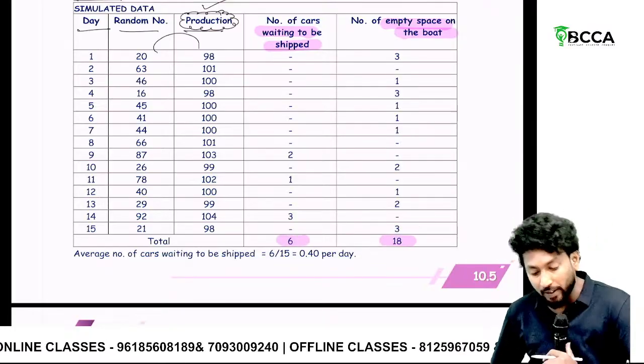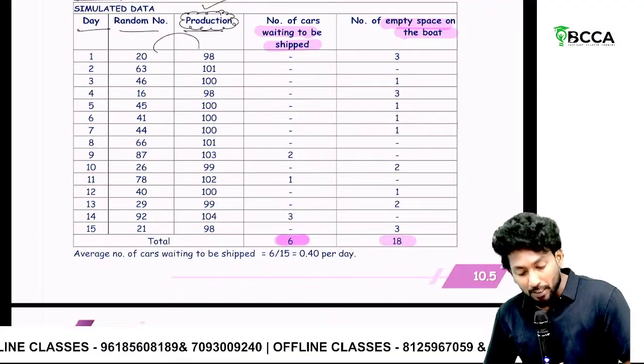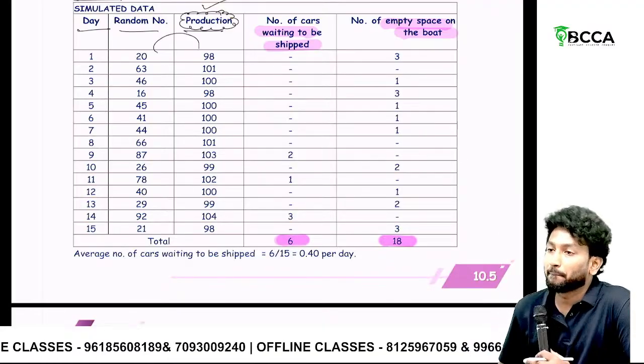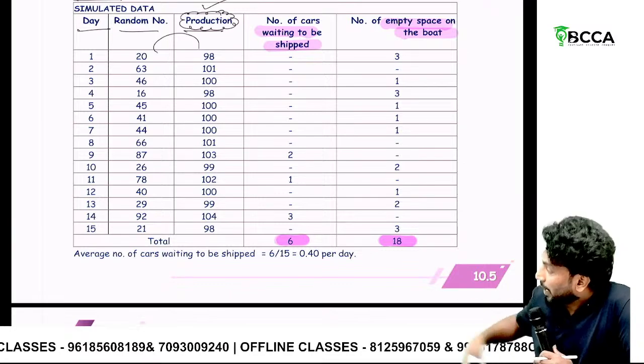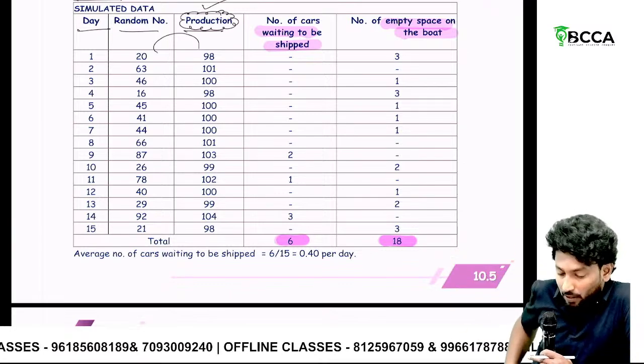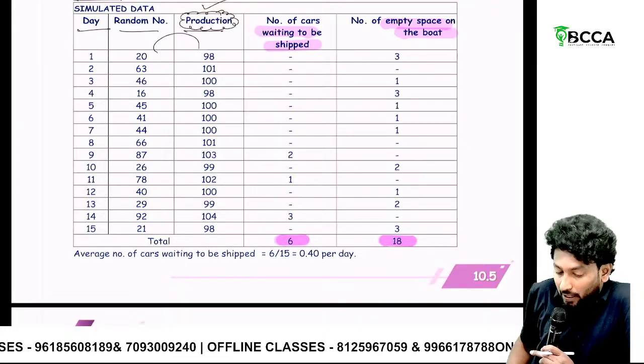Okay, the number of cars waiting to be shipped is 6, and the empty space on the boat is 18. Do the calculation for 15 days: cars waiting to be shipped and empty space on the boat.